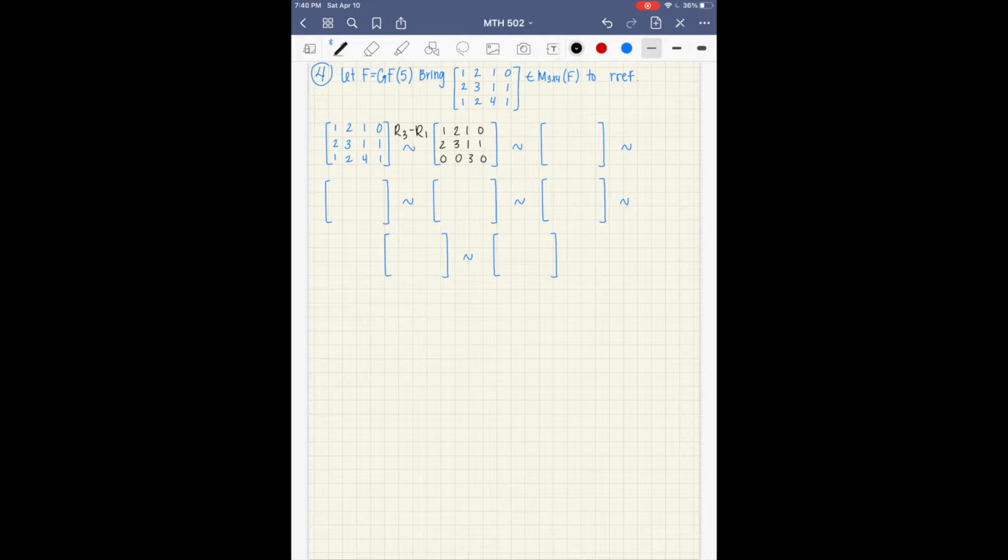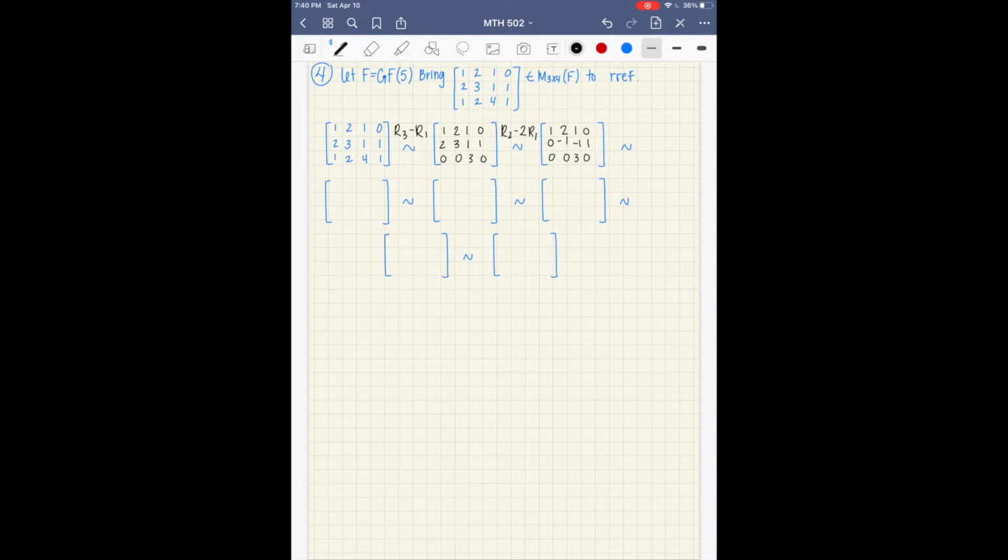Now I'm going to take R2 and subtract 2 times R1. So now our top row stays the same, our third row stays the same, and now our middle row is 0, negative 1, negative 1, 1. So we have that pivot point in column 1. So now we need to get that pivot point in column 2. So we want that 1 in the 2, 2 position.